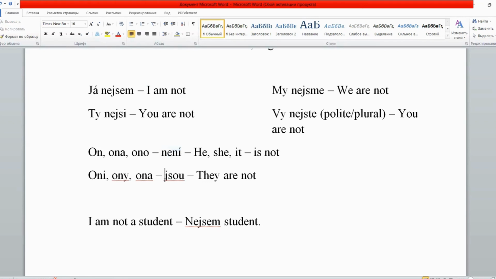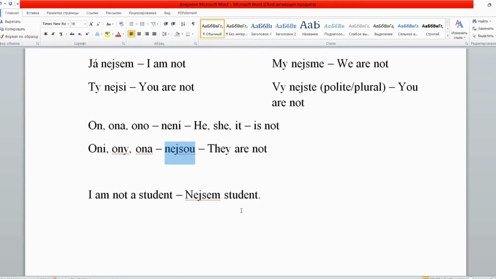But what about they are not? We just use nejsou, this version. Nejsou. Oni, ony, ona, nejsou. And let's see an example: I am not a student, nejsem student. If you want to say you are not a student, it's very easy. Just remember this one forever.